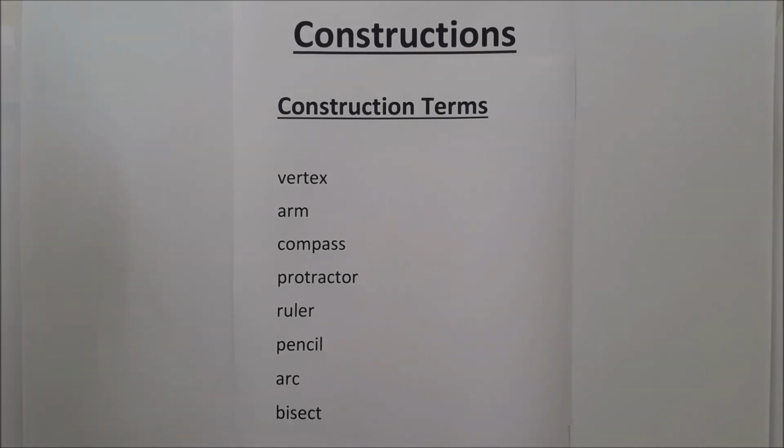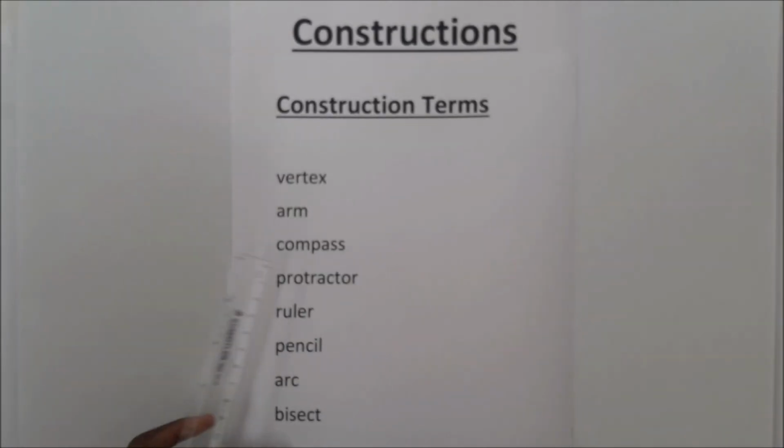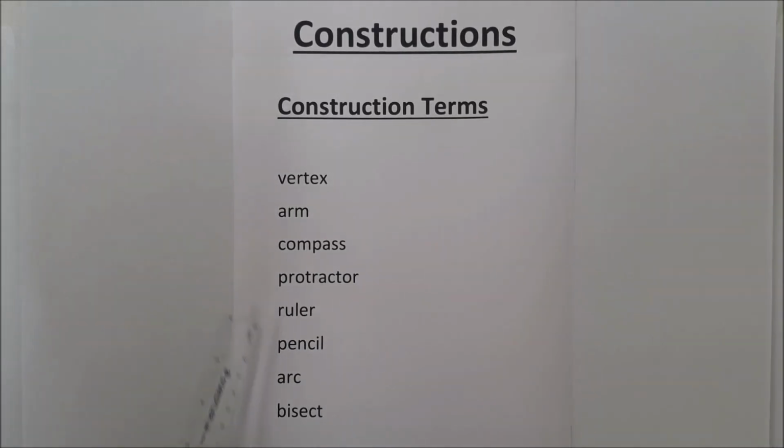Today we'll be looking at constructions, and we'll be constructing some angles and also constructing some triangles for you guys. First of all, we need to go over terms. My daughter Raphaela Thompson will assist us with this. What are some construction terms, Raphaela? Vertex, arm, compass, protractor, ruler, pencil, arc, and bisect.